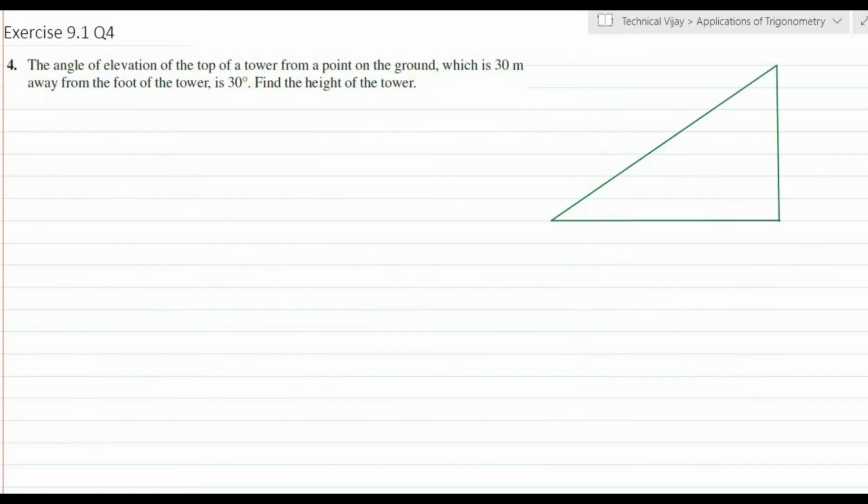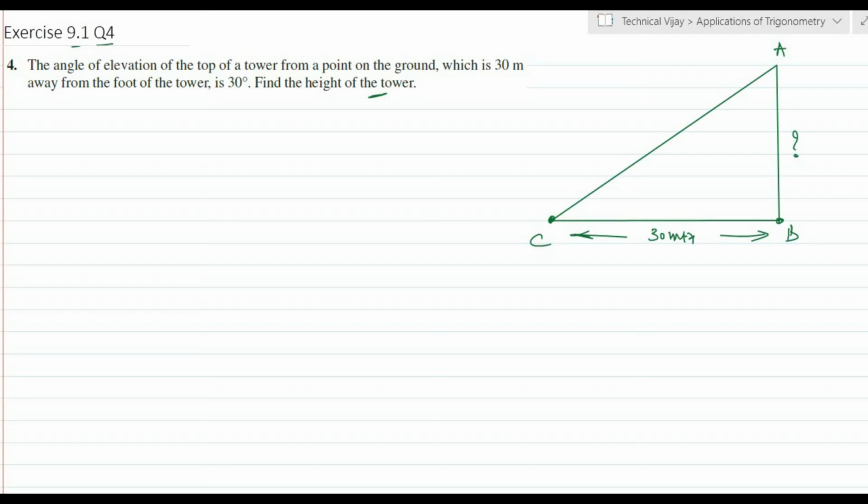So exercise 9.1, question number 4. The angle of elevation of the top of the tower from a point on the ground. Let us consider this is a point on the ground. So this is C, this is A and this is B. This is the point on the ground which is 30 meters away from the foot of the tower. Now find the height of the tower, that is AB. So this we have to find out.